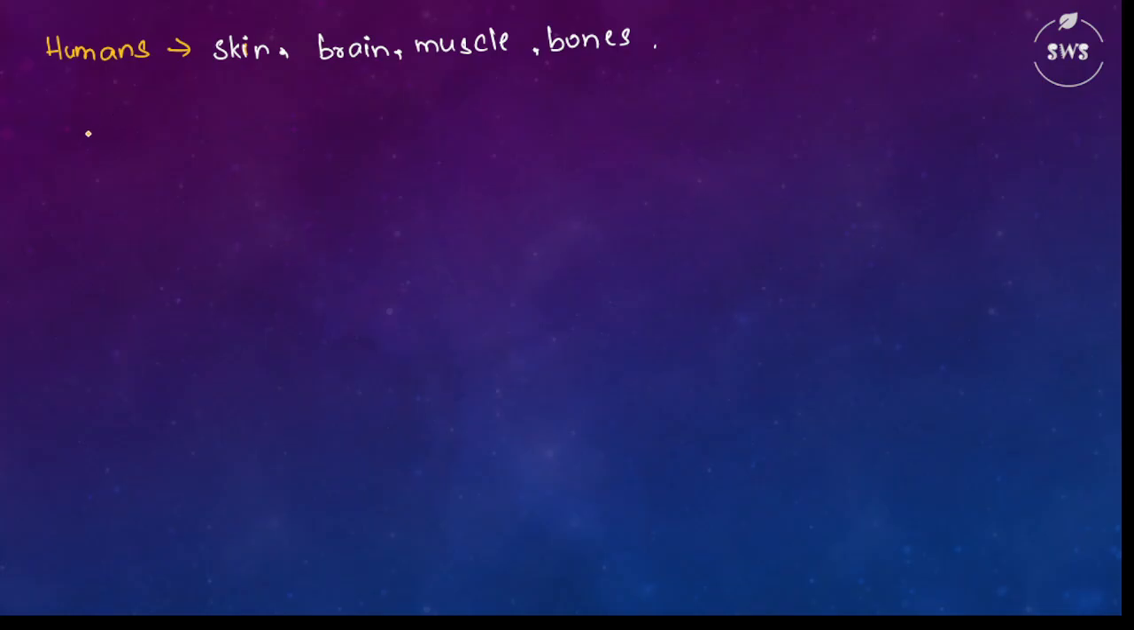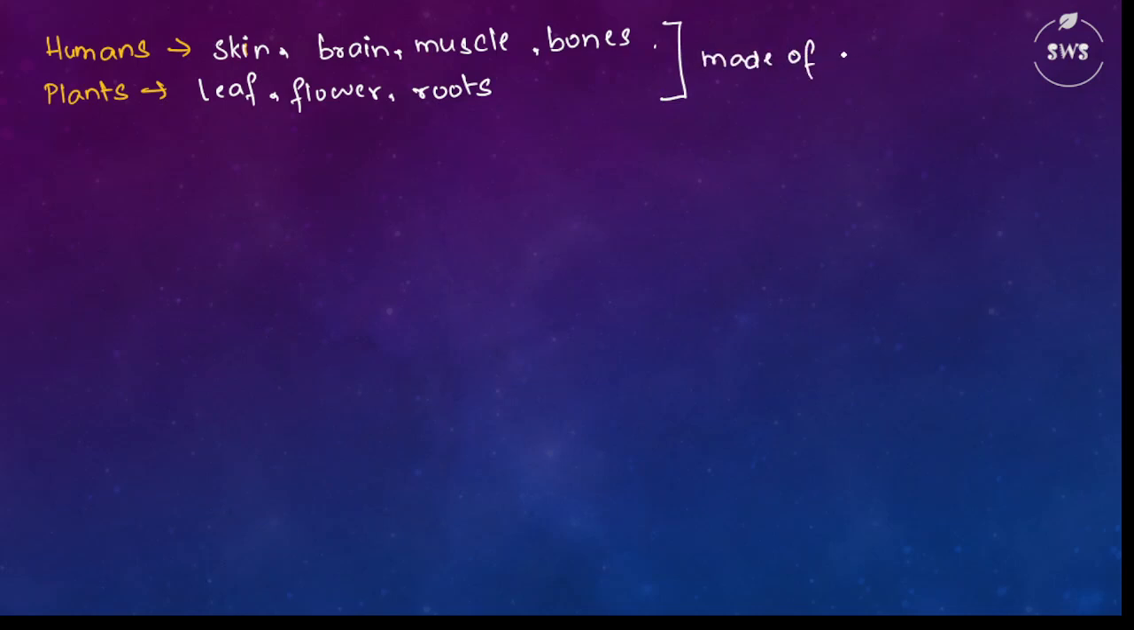The different parts of a plant, for example the leaf, flower, roots, these are all made up of cells. All are made up of cells.